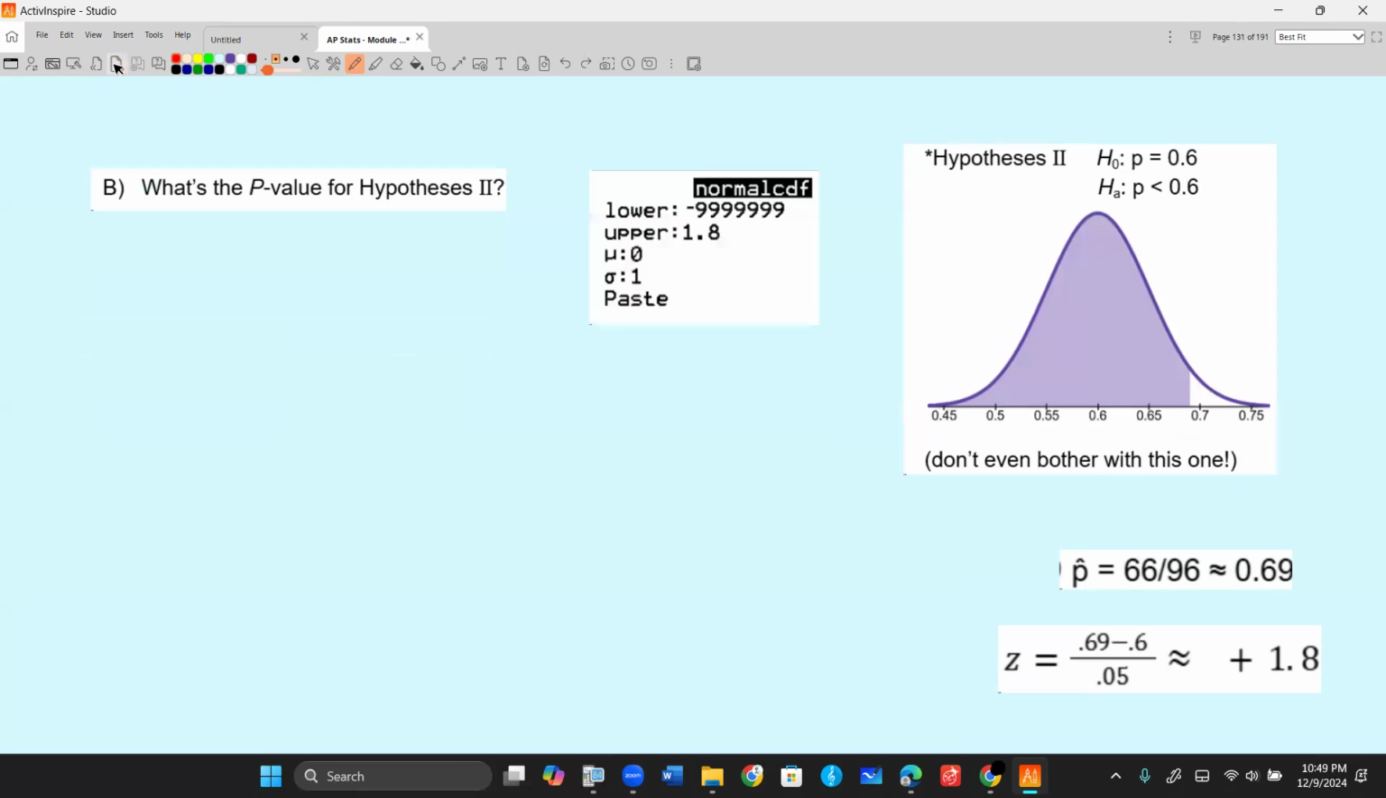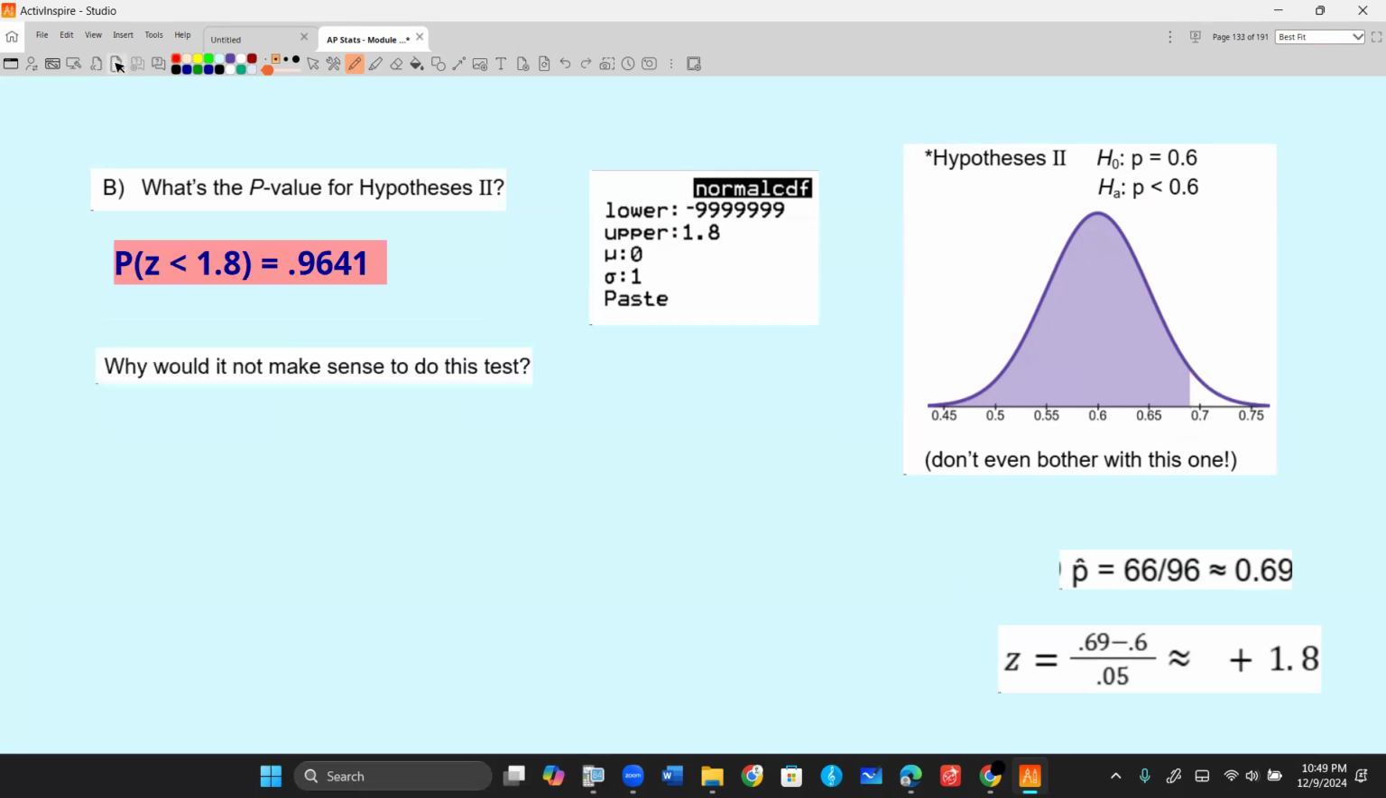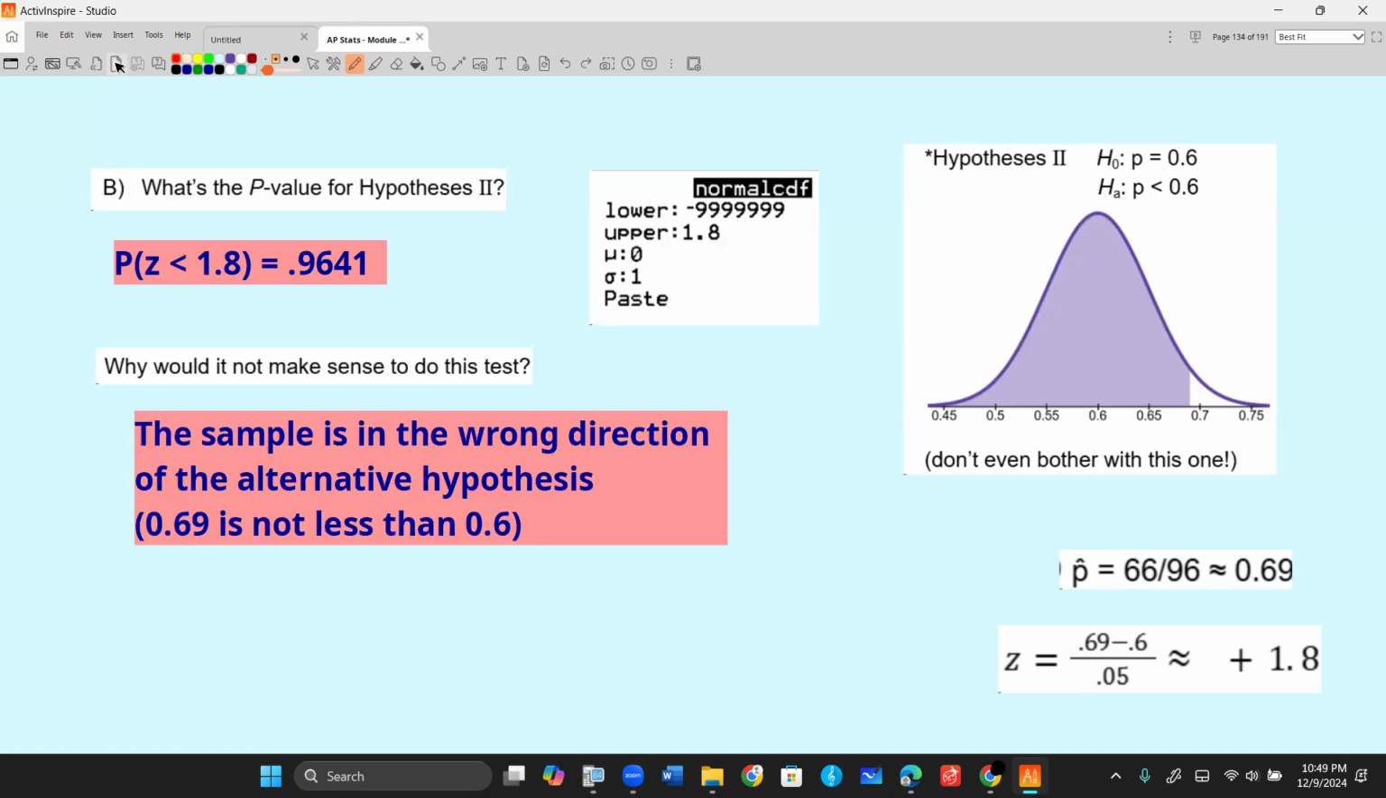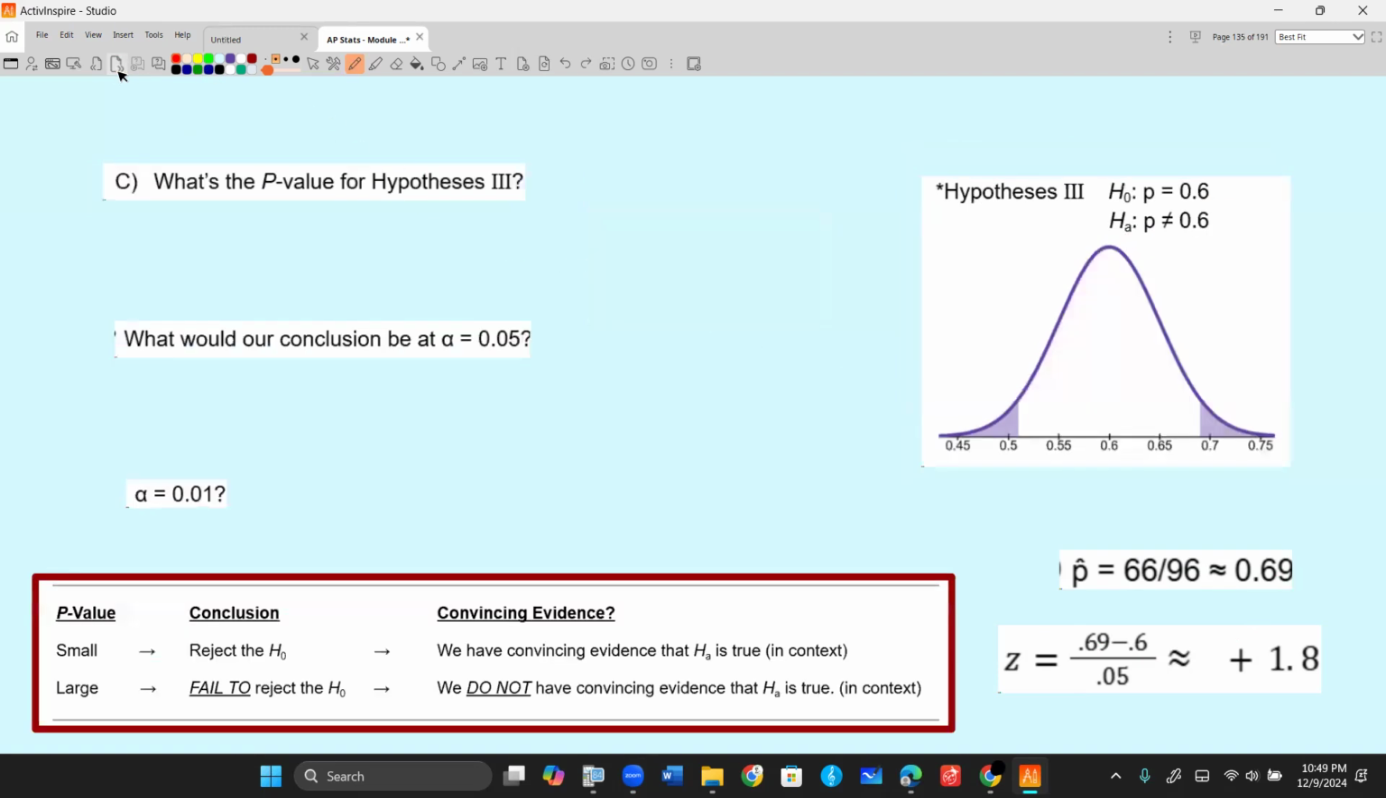Now, for this one here, if we're following the hypothesis, it's less than, and our upper bound would be 1.8 in this case. But we wouldn't want to do this because this is going to be 96.41%. It's actually 1 minus our previous probability. Why would it make sense not to do this? Well, that sample's in the wrong direction of the alternative hypothesis. Notice that our sample proportion was 69%, but the alternative is saying go less than that. Well, that would not make sense, to have a sample up here but have the alternative be less than 60%. Doesn't make sense. So we wouldn't do that in practice.